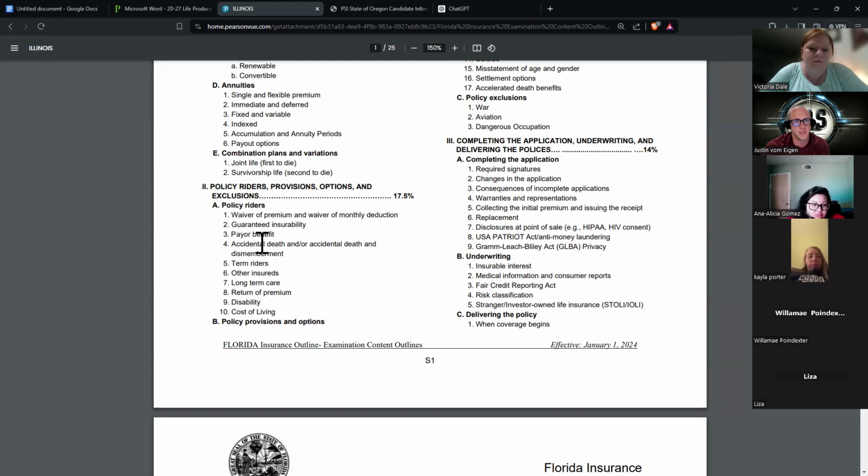Any questions about the difference between waiver of premium and a disability rider? Waiver of premium means you don't have to make your payment. The disability rider means you're going to get money for being disabled.